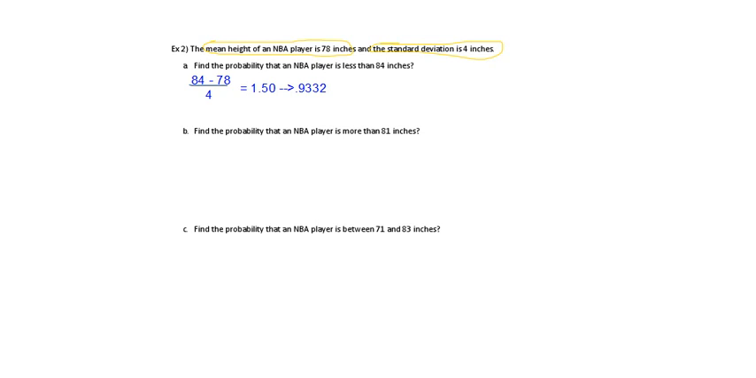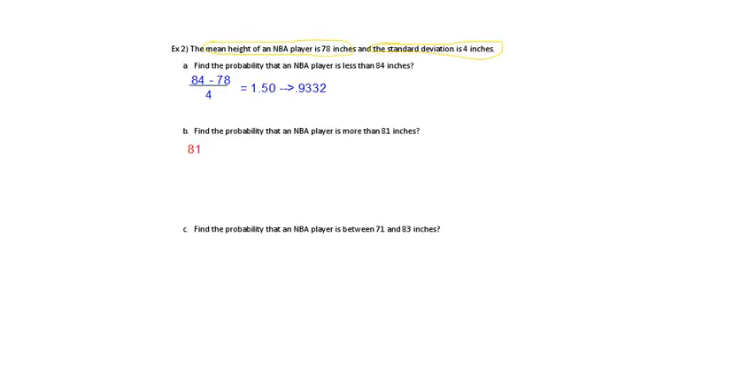Part B, find the probability that a player is more than 81. Well, let's do the same thing. So we're going to do 81 minus 78 divided by 4.